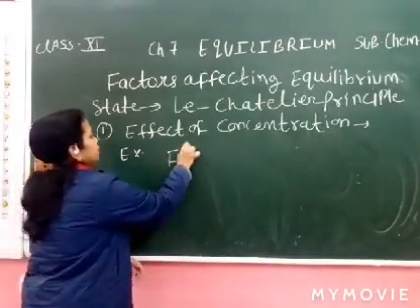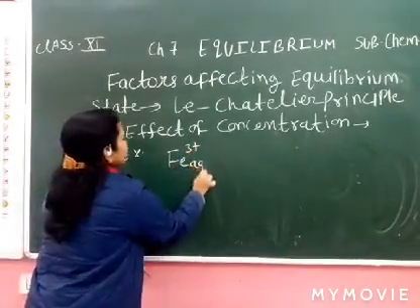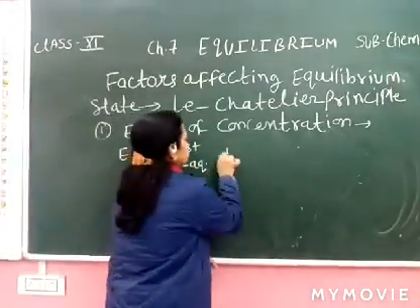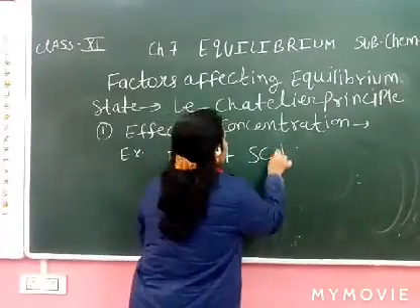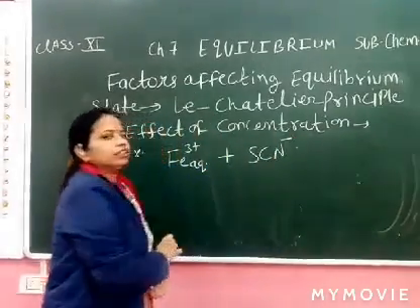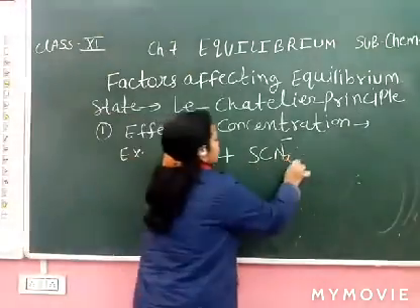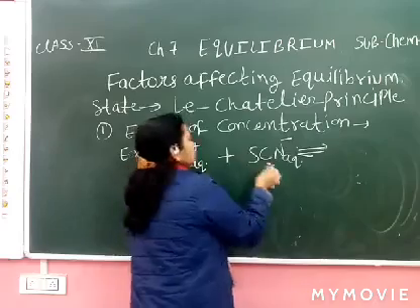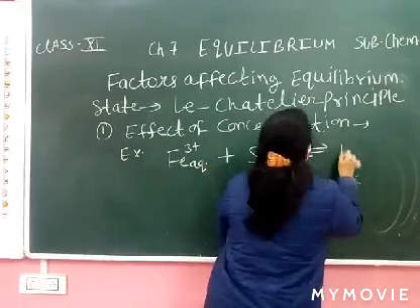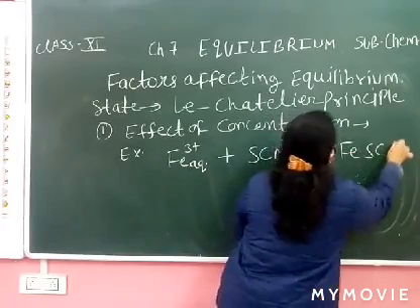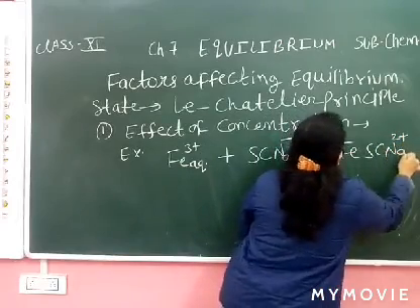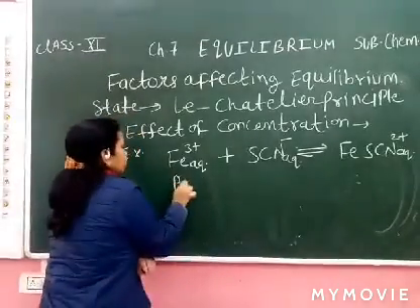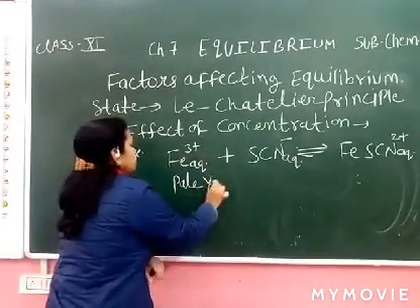Iron chloride in aqueous solution. We can take iron nitrate, any iron compound, and react it with potassium thiocyanate. This is also an aqueous equation, and it forms a complex salt, FeSCN 2+, plus aqueous solution. Clear? The color of this is pale yellow, light yellow.